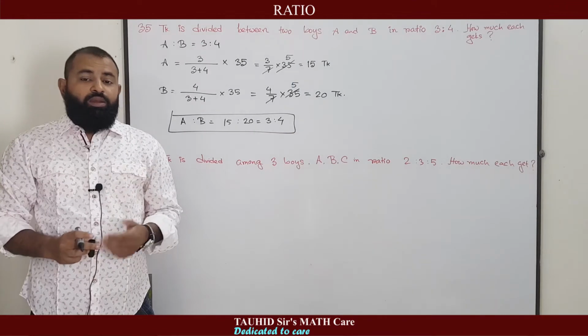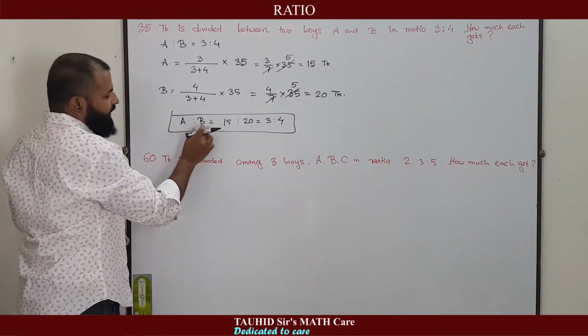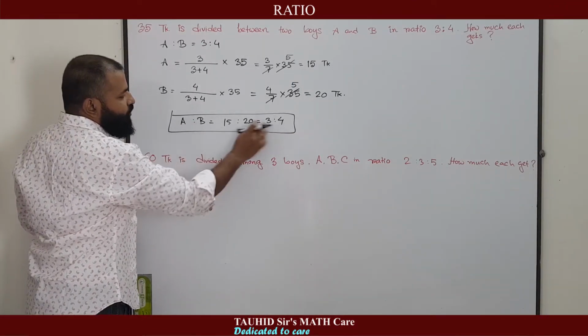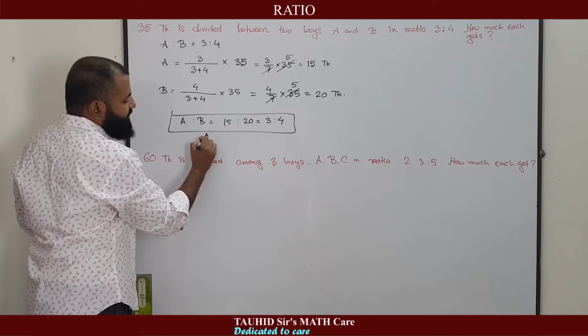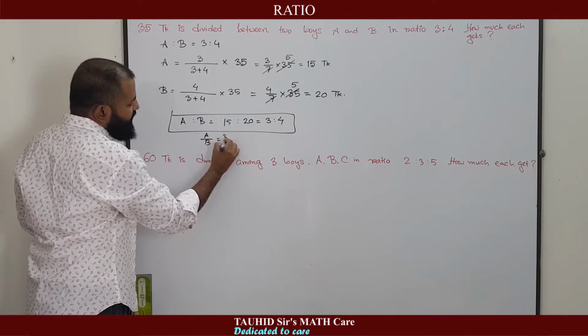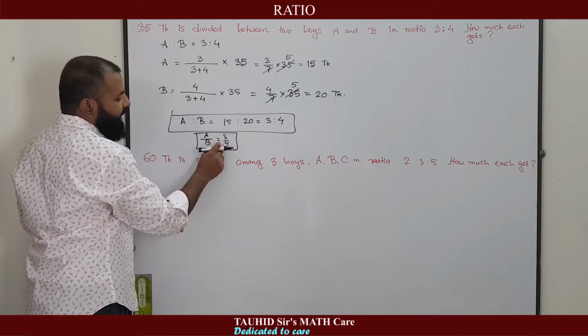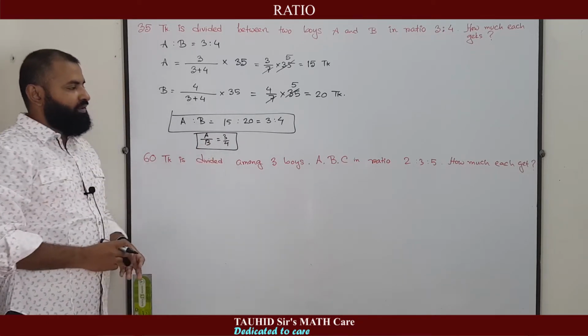There is another representation of a ratio. We can express this A ratio B equals 3:4 as A by B equals 3/4. We can write this in this form.